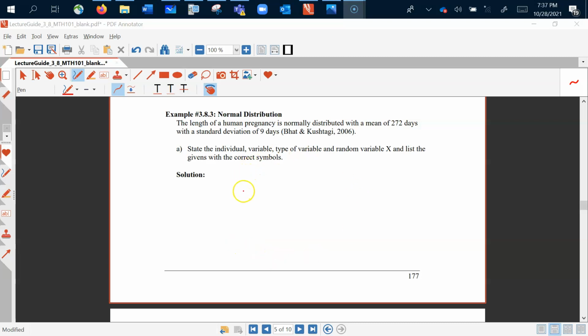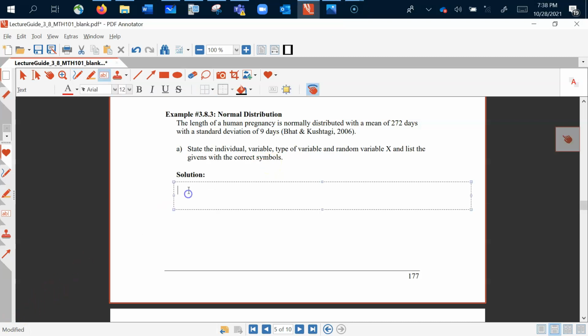All right, let's try to compute a probability given a normal distribution. So in example 3.8.3, the length of human pregnancy is normally distributed with a mean of 272 days and a standard deviation of 9 days. State the individual, variable, type of variable, and random variable x, and list the givens with the correct symbols.